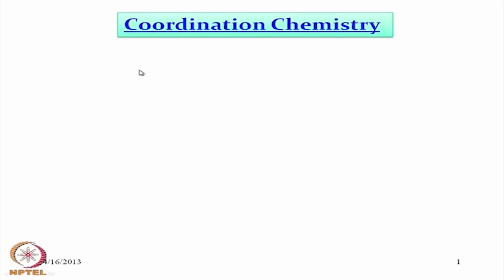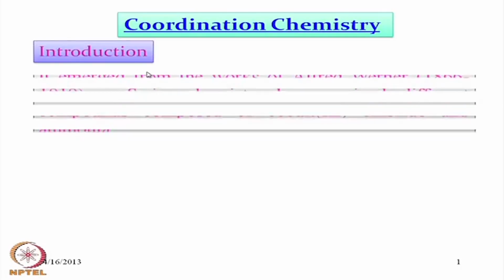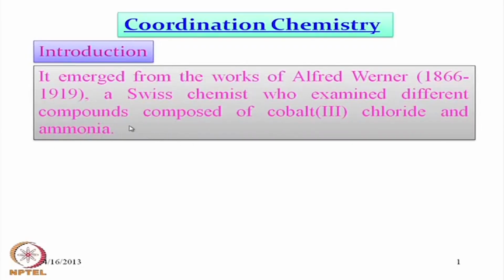So, in this particular class of coordination chemistry, in the introduction part, the person we can see is Alfred Werner, a Swiss chemist, who lived during the period of 1866 to 1919. Whatever work he did, he is the pioneer in this particular area of giving the information related to the corresponding reaction.